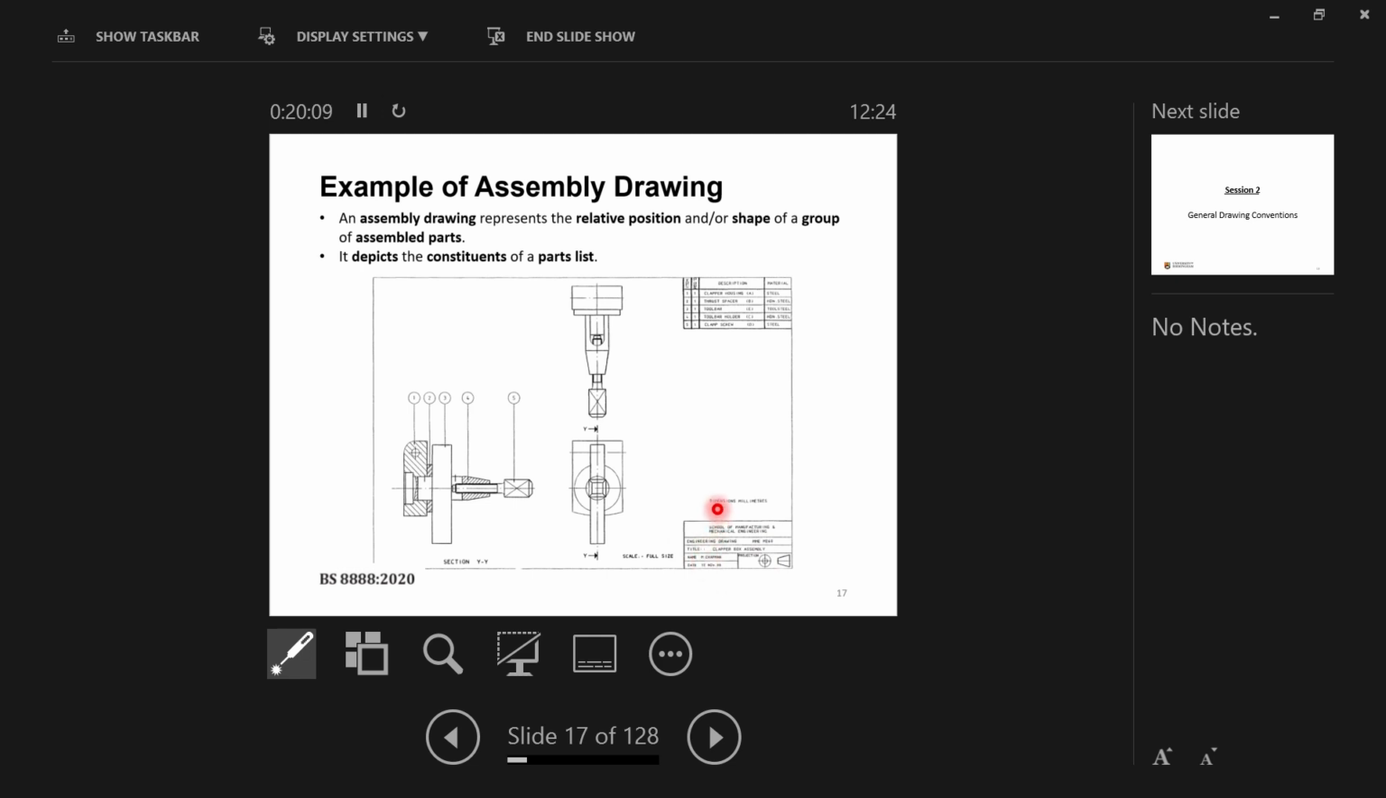For example, it says dimensions in millimeters, so all the dimensions are in millimeters. You have these balloons here, and then you have the bill of material, the items and their numbers, their materials, and the description of each and every part in the assembly.